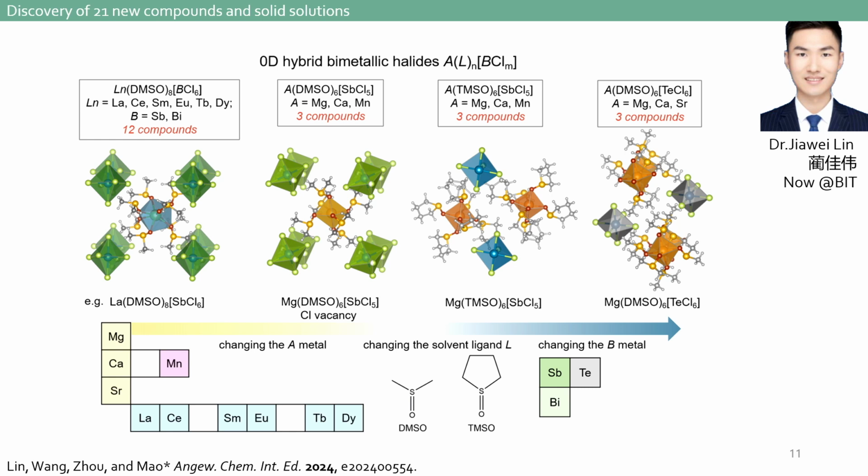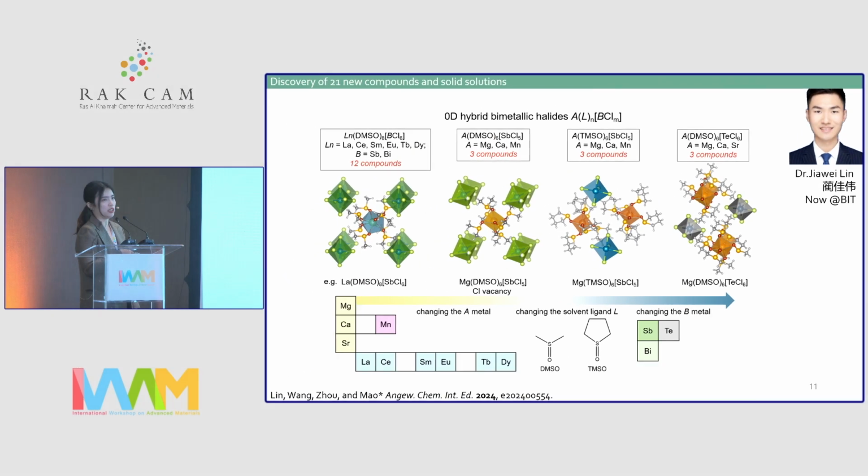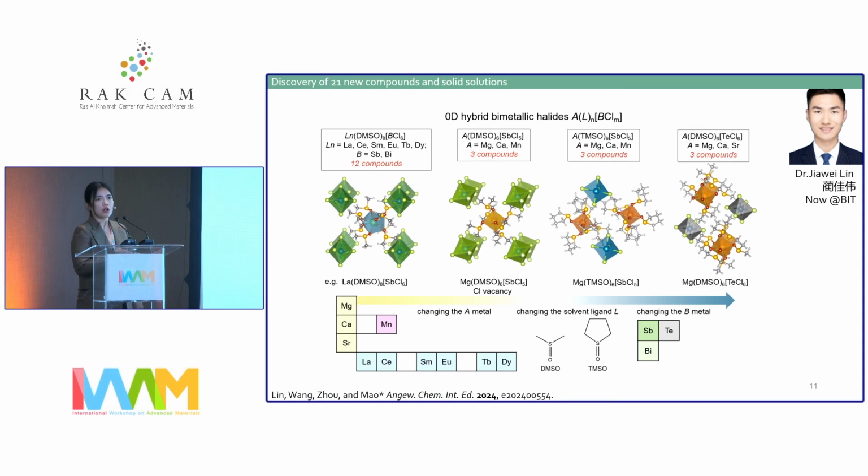A L_n B C l_m. So there are many different parameters that you can play with. You can change the A metal, which here we chose ranging from the alkaline metals to the lanthanides and also some of the transition metals. You can change the solvent ligand, and in this work we ranged from DMSO to TMSO. And for the B metal centers, here we're looking at antimony, bismuth, and tellurium. You can see that all of these many new compounds have different structural types. They look quite similar, but they are in fact quite different if you look at the properties.